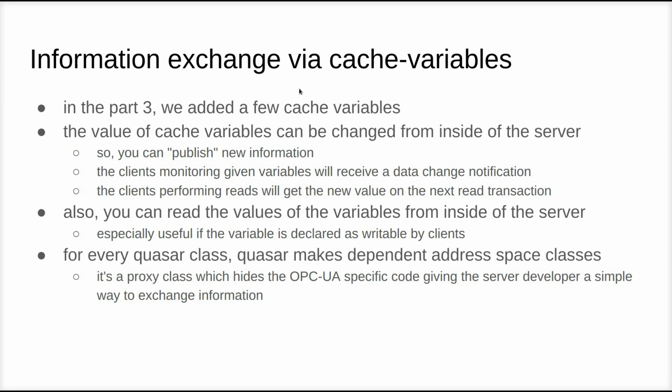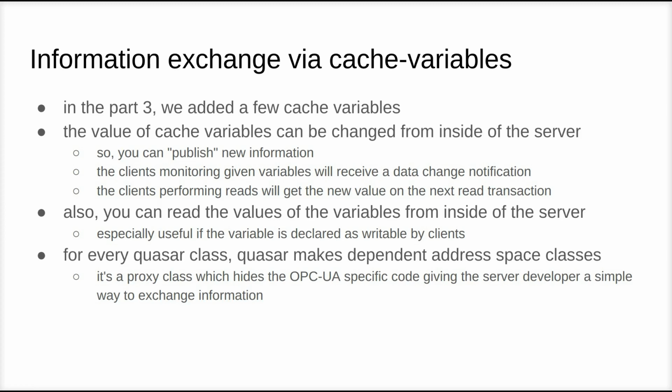So we added two cache variables, and the value of cache variables can be changed from inside of the server. That means that you can publish new information from inside of the server, and the clients that keep monitoring a given variable will receive a data change notification with the new value, and the clients performing reads will get the new value on the next read transaction. Now, I'm using the term inside of the server, and what does this actually mean?